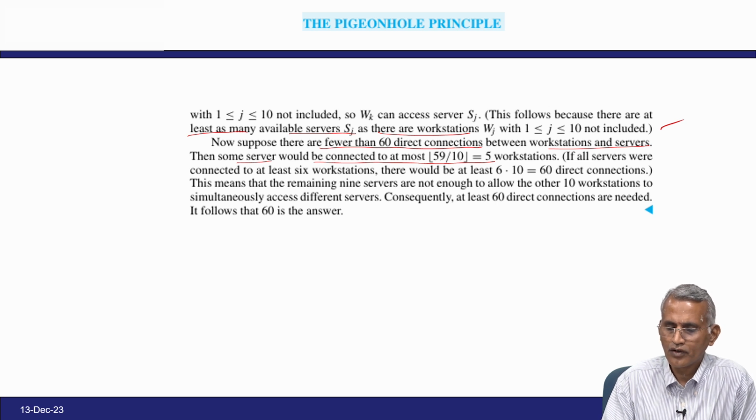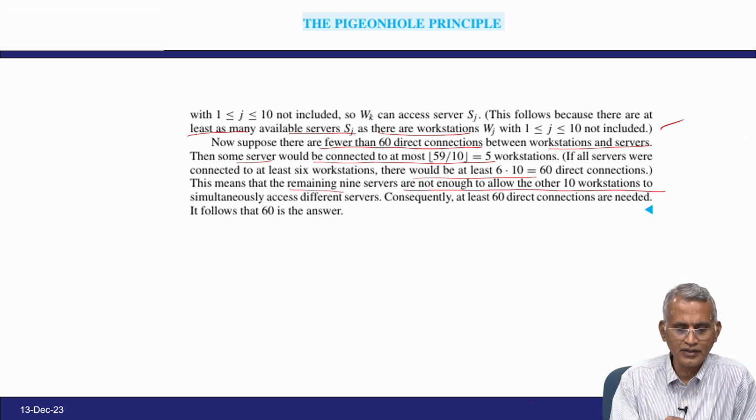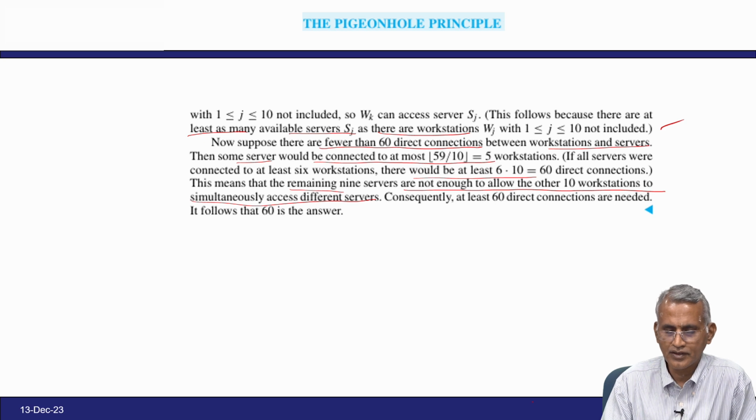with the help of the floor, and then if all servers were connected to at least 6 workstations, there would be at least 6 times 10 equal to 60 direct connections. This means the remaining 9 servers are not enough to allow the other 10 workstations simultaneously to access the different servers. So, consequently, at least 60 direct connections are needed.